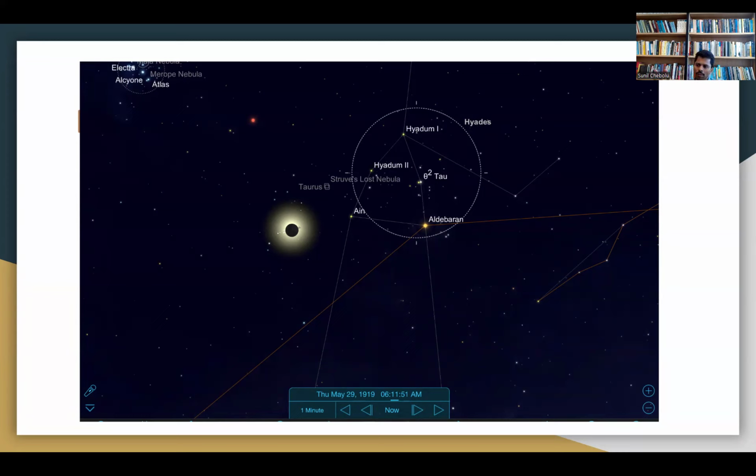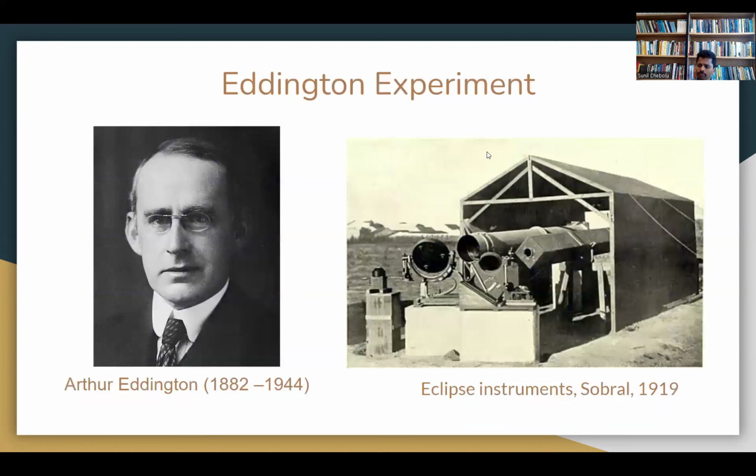And once again, you observe these stars first in the night sky, maybe the night before or something, and then you wait for the eclipse, and again take the photograph when the sun is blocked, and then you measure the two plates. And this experiment was conducted by the British astronomer Arthur Eddington.